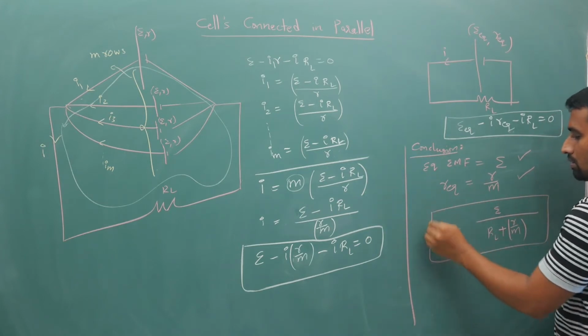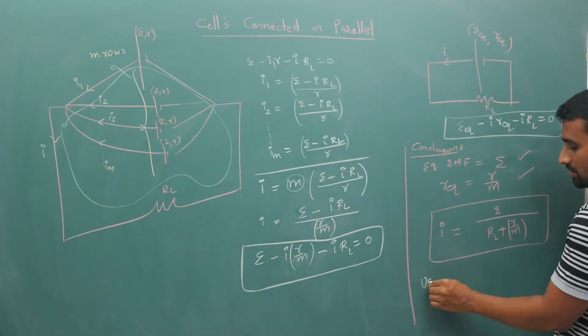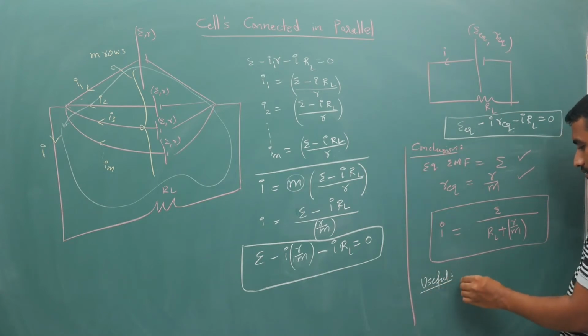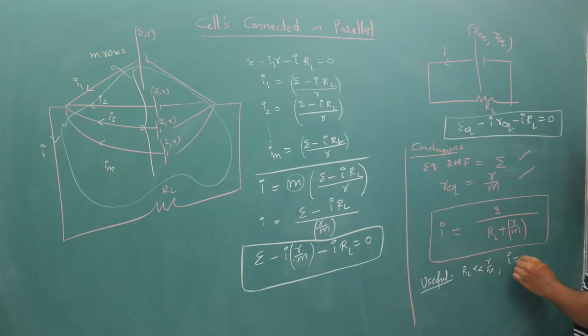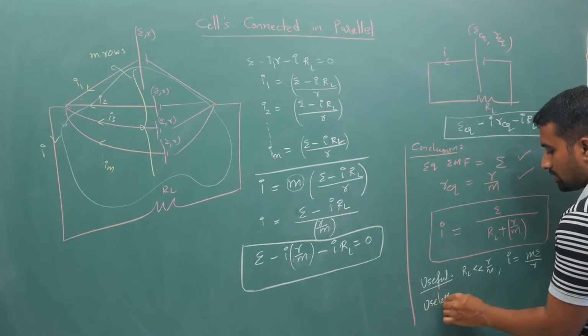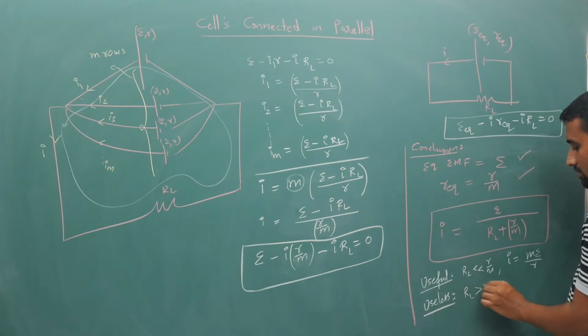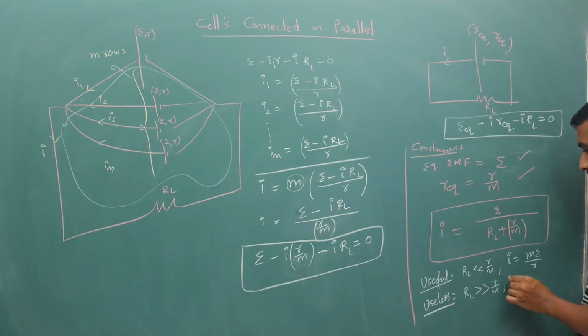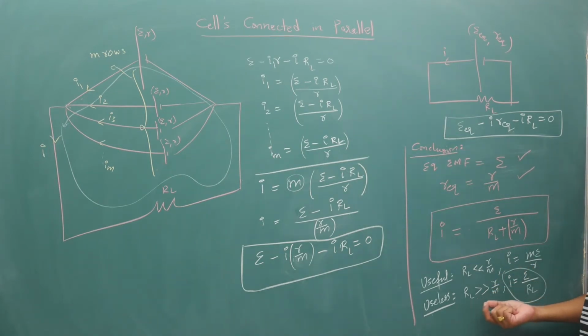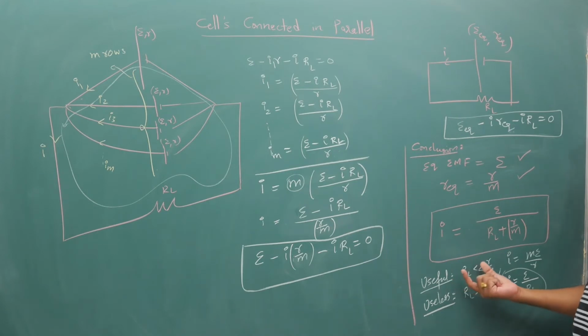Now, it is useful when there is maximum current. It is useful when R load is very much less than R by M, where I is M times E by R. It is useless when R load is very much greater than R by M, where I is equal to E by R load. So when there is more load resistance, parallel connection is useless. When there is less load resistance, parallel connection is useful.